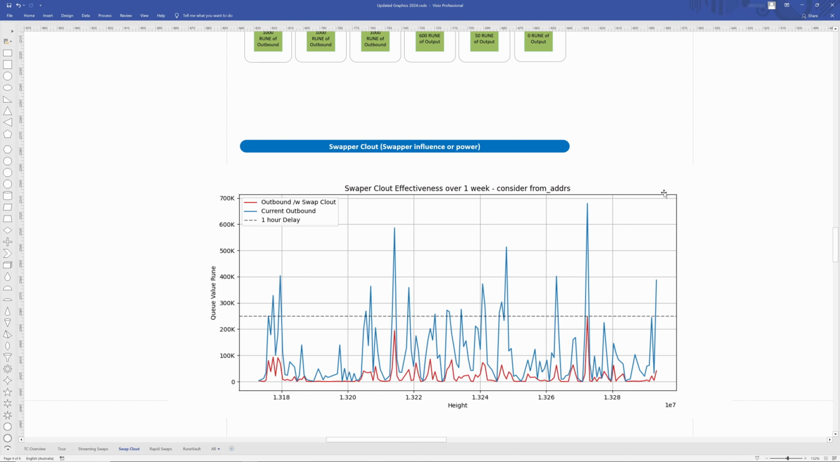But just as a comparison, this was in the first week from the actual issue. As you can see here, we have the outbound delay with Swapper Clout and then without Swapper Clout. And you can see a noticeable difference in the red line as opposed to the blue line with regards to how long a user is going to wait for a particular output. And that's the 1 hour delay here.